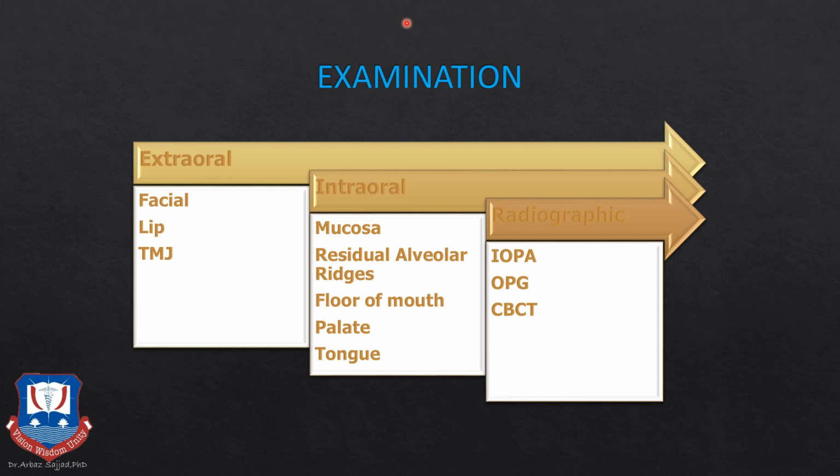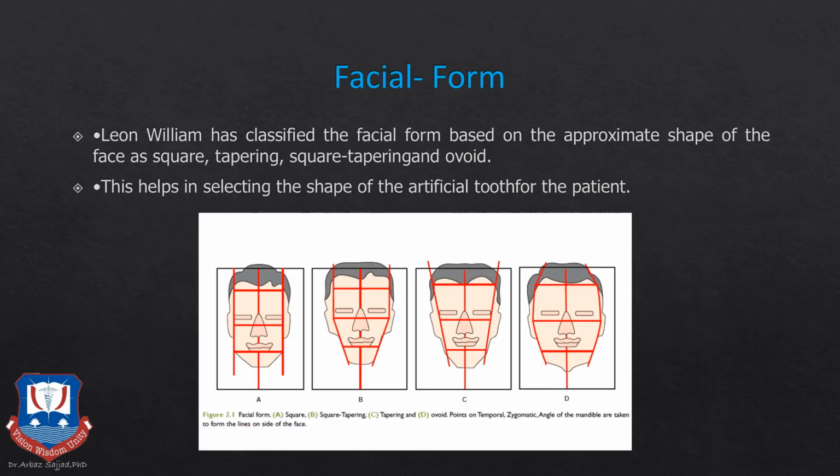Now, coming to the examination part, that was the history. The second part of diagnosis is the examination. So, examination usually is again divided into three parts: extraoral, intraoral, and radiographic. Extraoral diagnosis usually involves the examination of the face, the lips, and the TMJ. Intraoral examination starts with the examination of the mucosa, the residual ridge, the floor of the mouth, the palate, and the tongue. And finally, the radiographic examination involves mainly the OPG and the CBCT.